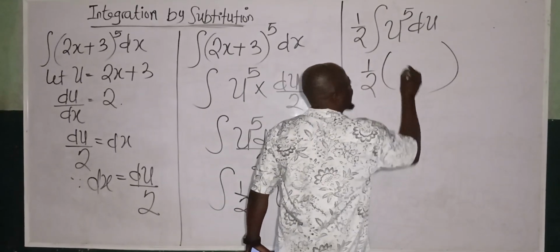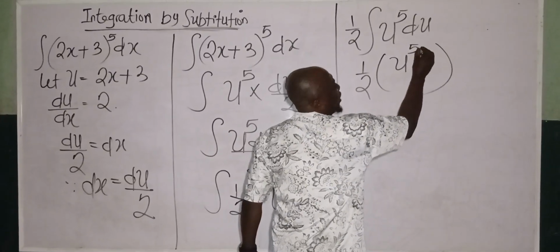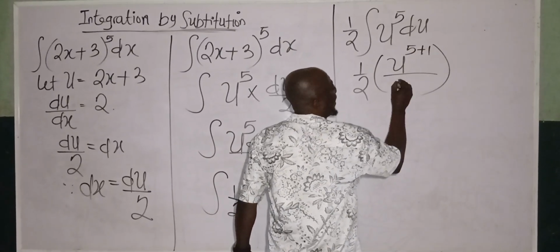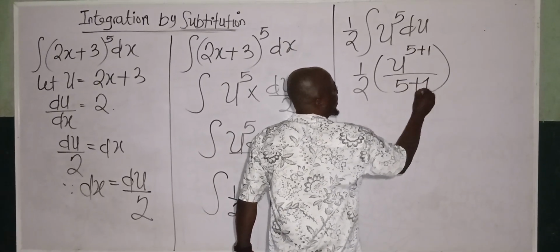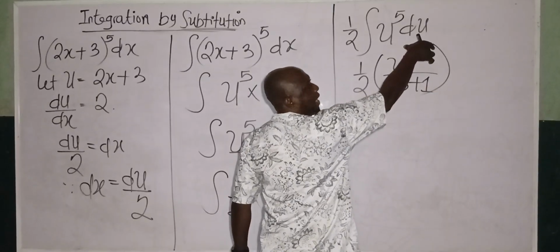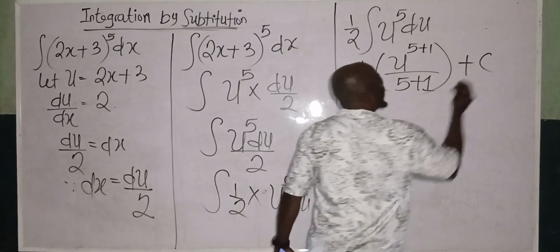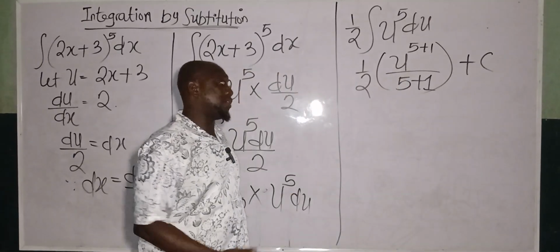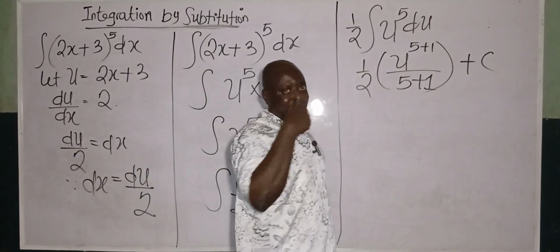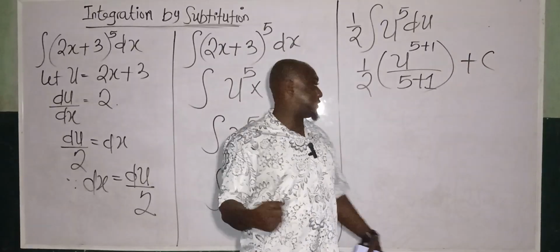We now have it like this: u raised to the power of 5. When you are integrating, you are adding 1 to the power. Whenever you are integrating, you are adding 1, and that number you add 1 to, bring it down. Then plus c. The moment you start integrating, introduce your c; it is very important. Or at the later end of your answer, introduce c.